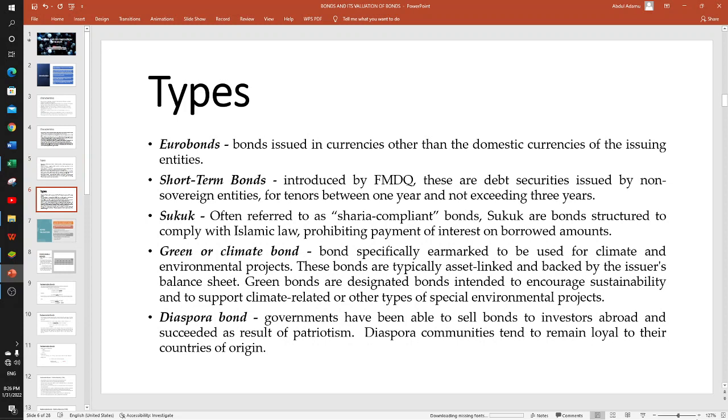Then we can have eurobonds. Eurobonds are issued in currencies other than the domestic currency of the issuing entity. For instance, if Dangote, which is based in Nigeria, issues a bond in pounds, it's a eurobond, or in dollars, it's a eurobond. So saying eurobond does not mean a bond issued in euro, but rather a bond issued in another currency.